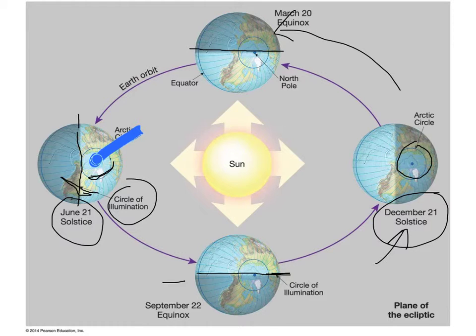In the different hemispheres, we will see that in the northern hemisphere, when we have our June 21st, the southern hemisphere is experiencing winter while we're experiencing summer. So the seasons in the two hemispheres are opposite.